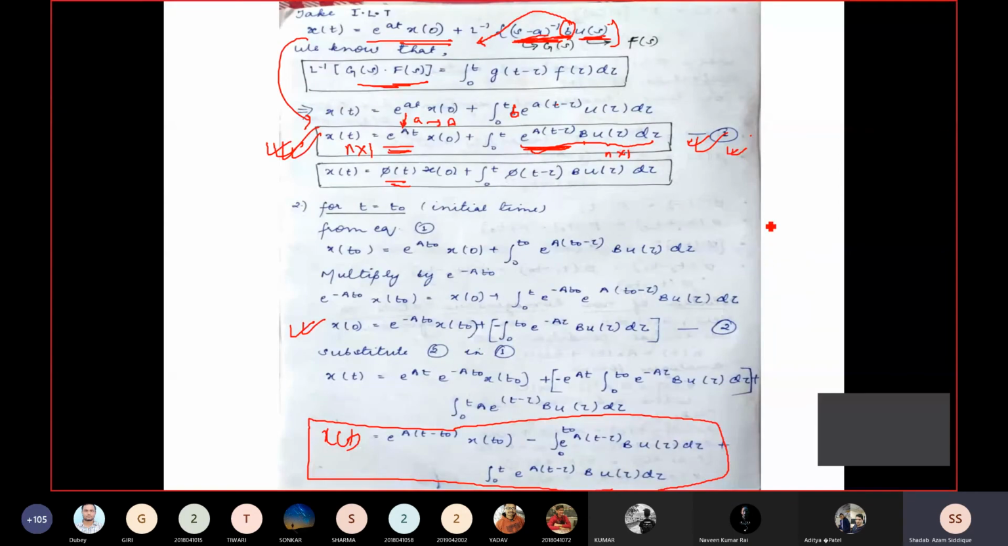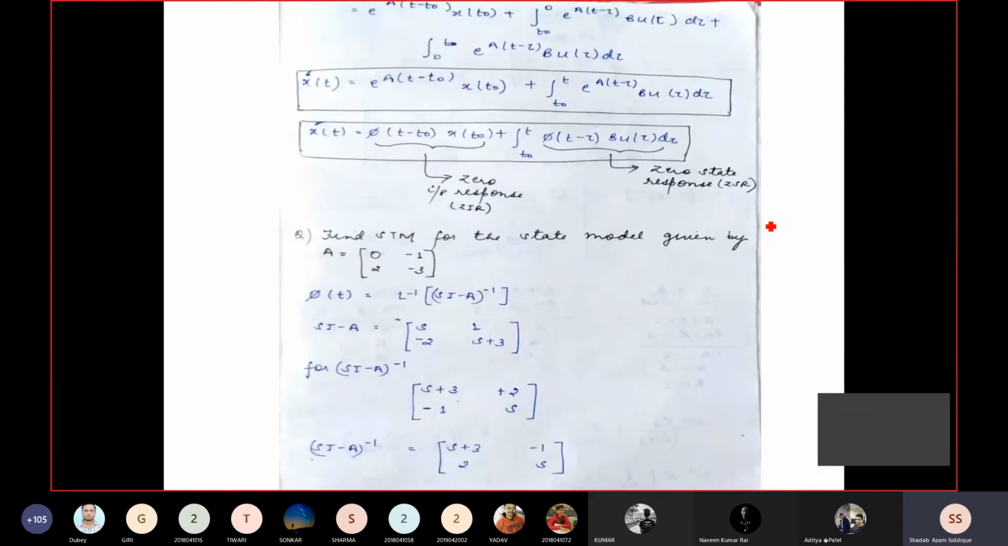And this is minus the integral from 0 to t naught of e to the power a(t minus tau) b u of tau d tau. So this is simply written, and you can have e to the power a(t minus t naught) x of t naught, and plus the integral from t naught to t.